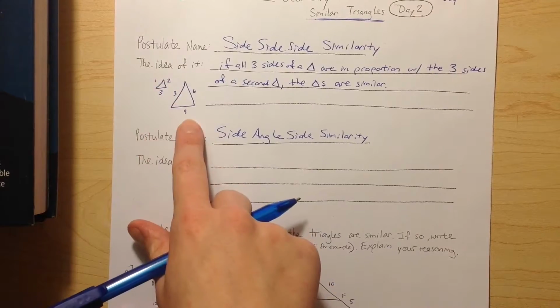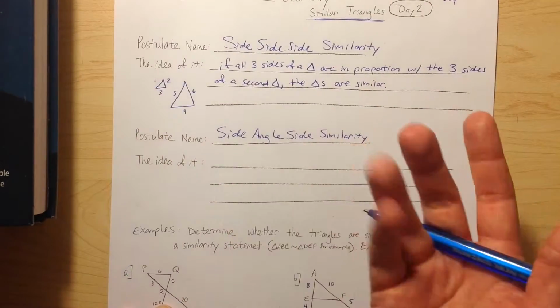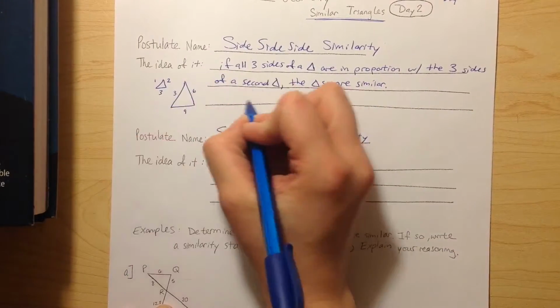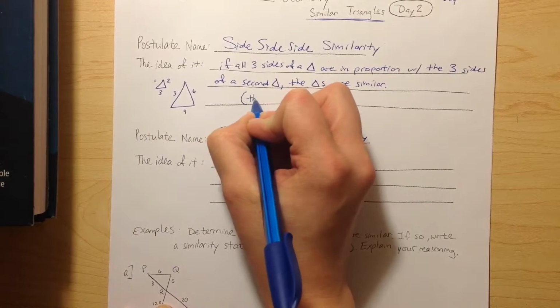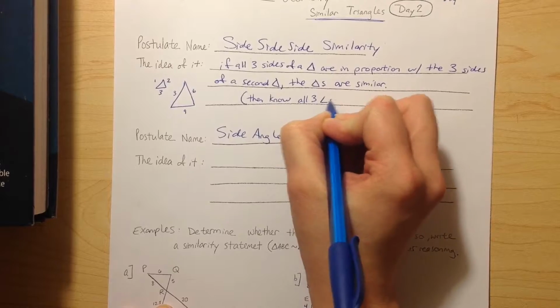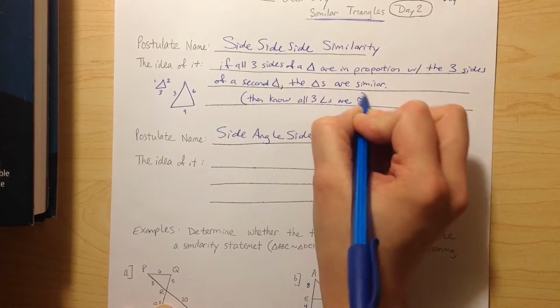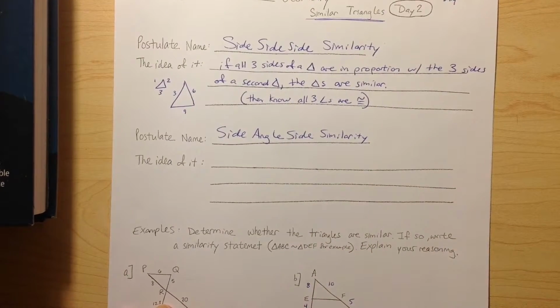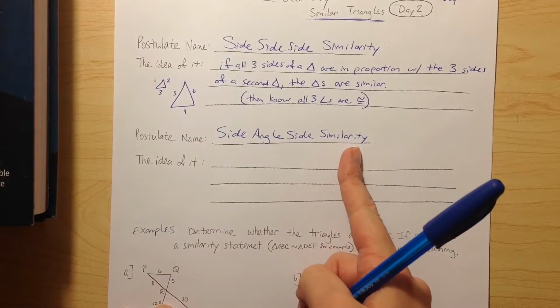And again, if we know they're similar, we automatically know that the angles have to be the same. So if we know the side lengths, we can then know all three angles are congruent. There we go. Next one, the side-angle-side similarity.